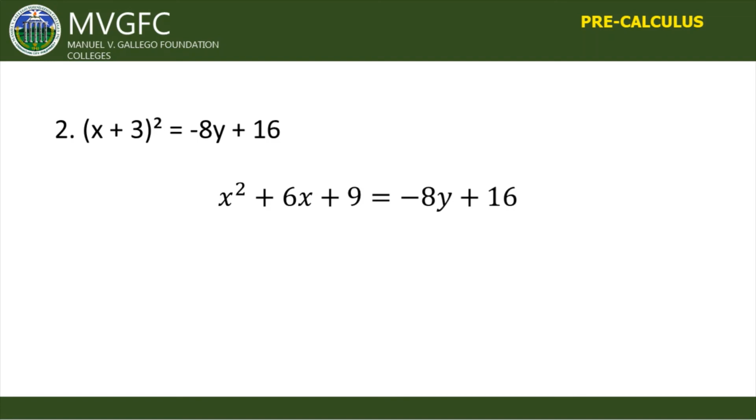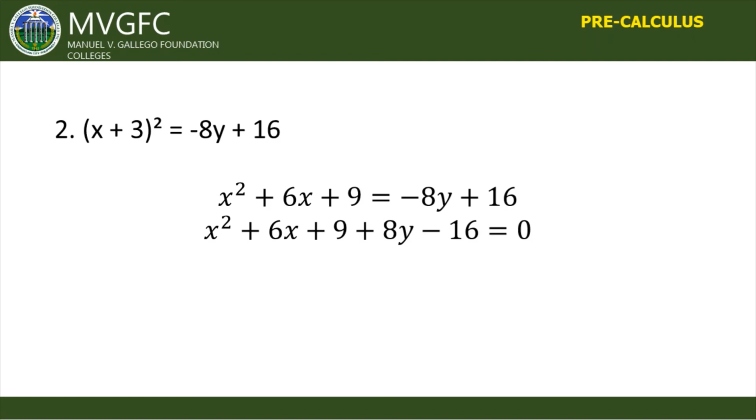Once again, if you cannot use the shortcut method, if you are confused by it, you can use the FOIL method, the first, outer, inner, or last method. Okay? So next is to transpose all the terms to the left side of the equation. And once again, as I always tell you, once you transpose the terms, the sign will be different. Okay? So it will change. So we have now x squared plus 6x plus 9 plus 8y minus 16 is equal to 0.